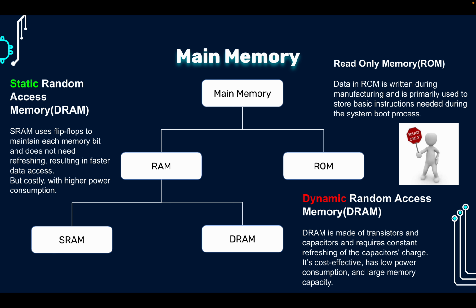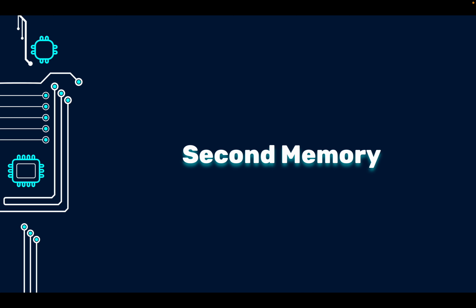So from this comparison you can see why DRAM is the most commonly used type of RAM, because it is more cost effective, has low power consumption and also large memory capacity. SRAM, on the other hand, has its own advantage, which is that it is very fast, so we use it in CPU cache memory. This is the brief description of RAM, so let's move on to the secondary memory.